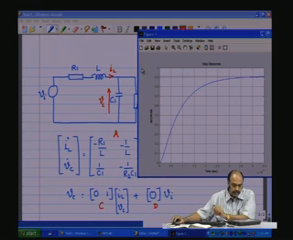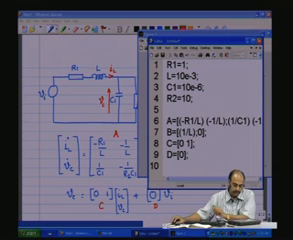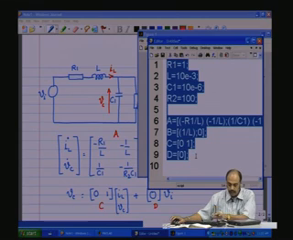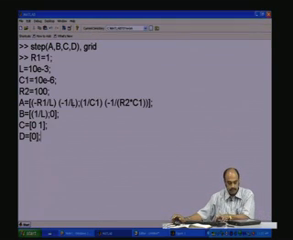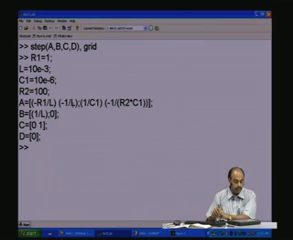Now, let us see what happens if we change the parameters. So, let us change this R2 parameter, let us make it higher, let us say 100 ohms. So, this 100 ohms we copy, go to MATLAB, paste that one, and this is the new model. Let us hold the previous plot.